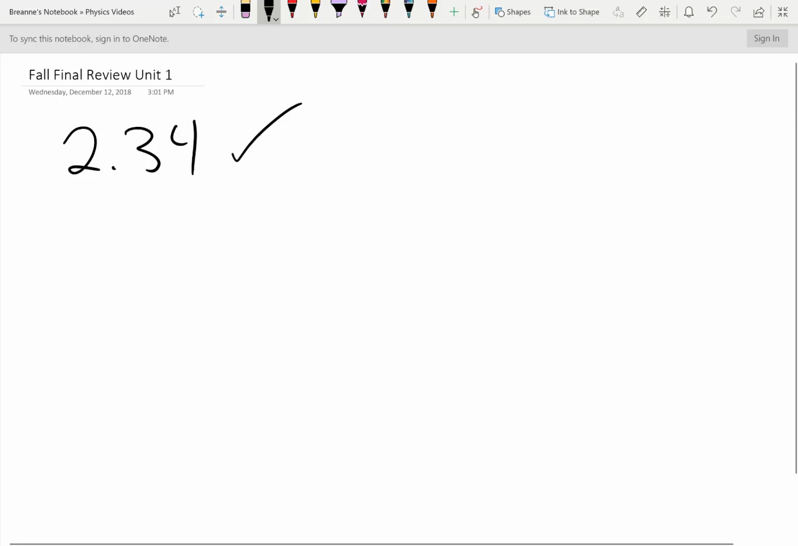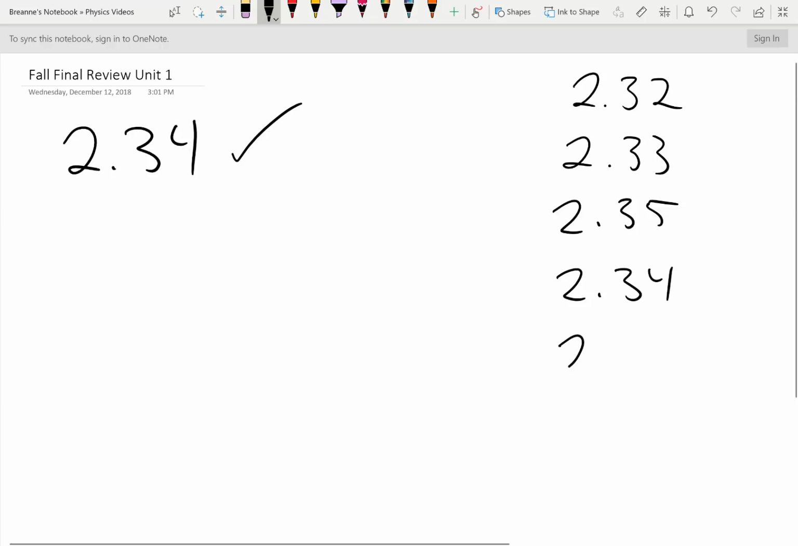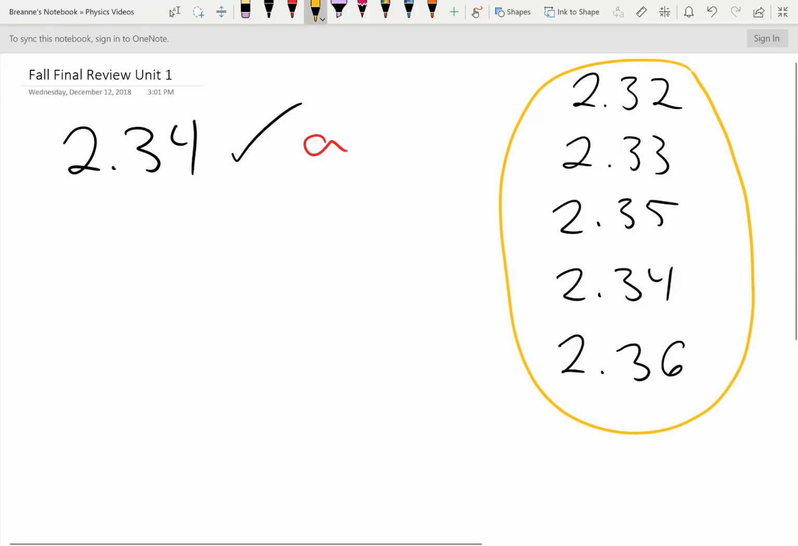To be precise, you have to look at multiple answers. So you would look at something like 232, 233, 235, 234, 236. You'd have to look at multiple numbers to know if you're precise or not. Just having one number, you can't be precise. So here you're accurate, but you don't know if you're precise because you don't have enough information. Now, looking at this group, you are precise because you have multiple numbers and all the numbers are very close together. If this is the answer, one of your numbers is accurate, but your grouping is precise.